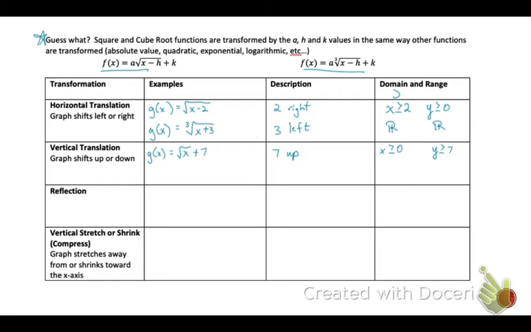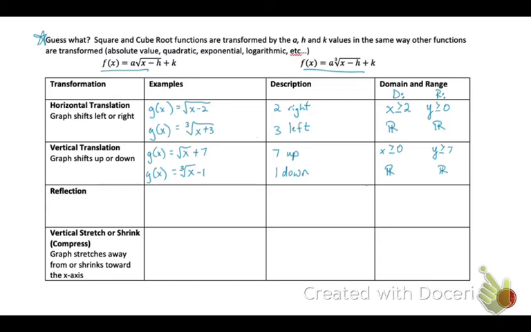I said 7 up. Did you hear me? All right, now let's look at another example. So let's do a cube root. We have the cube root of x minus 1. So that will shift it 1 down. And again, our domain and range, because it's a cube root, will not be affected.